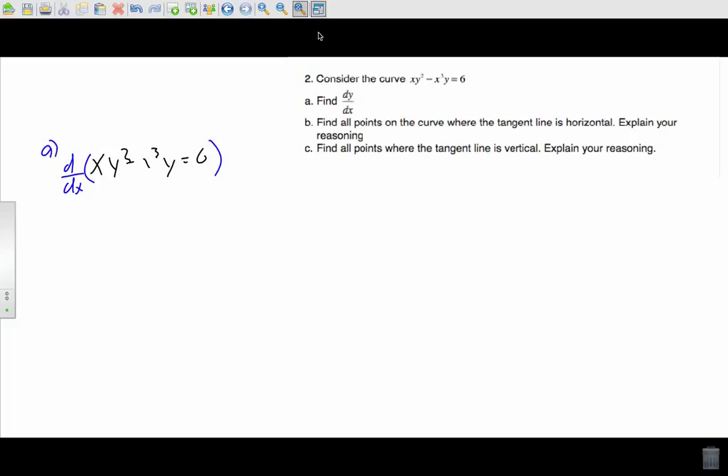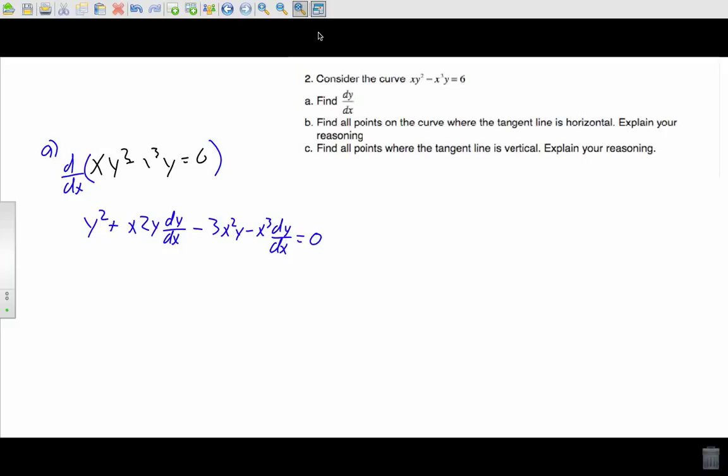the product rule. So the derivative of x is just 1 times y squared, plus x times the derivative of y squared with respect to x, which is 2y dy/dx. So that's the first term, minus 3x squared y minus x to the third dy/dx. And then the derivative of 6 with respect to x is just going to be 0.